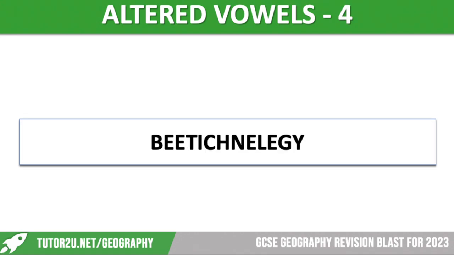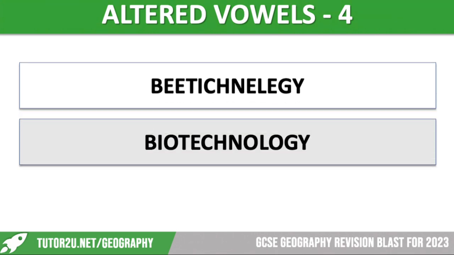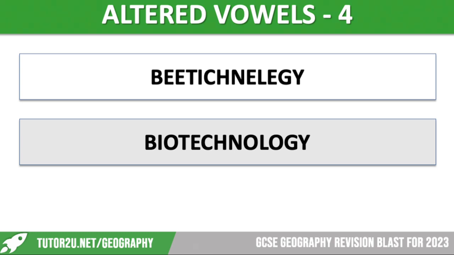Let's have a look at this one. So hopefully this one is a bit easier to recognise. Let's have a look. It is biotechnology. So this is all about genetically modifying plants and animals. So injecting the genes from one plant to another would be an example of that. And most of the modifications are done to make plants resistant to pests and diseases. So it leads to an increase in food security.